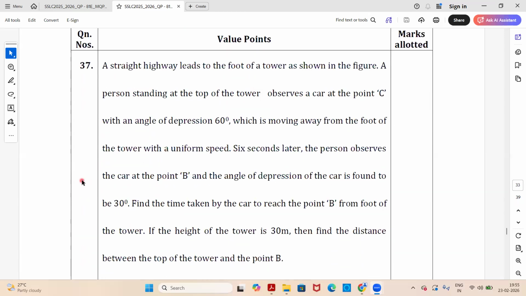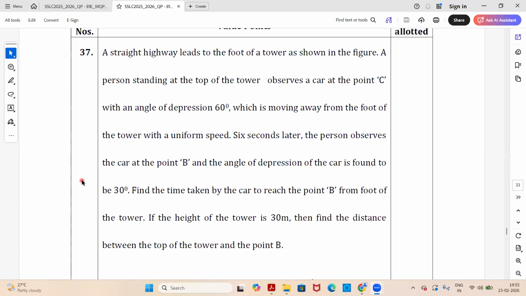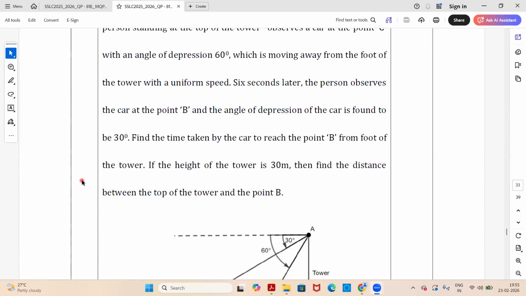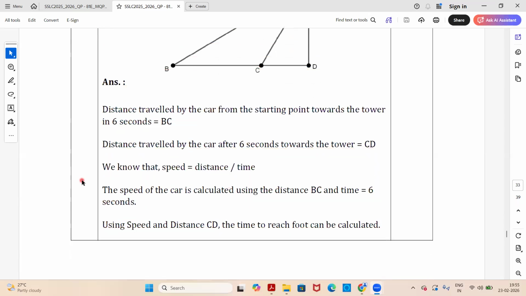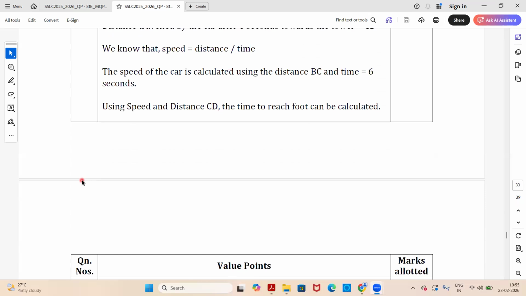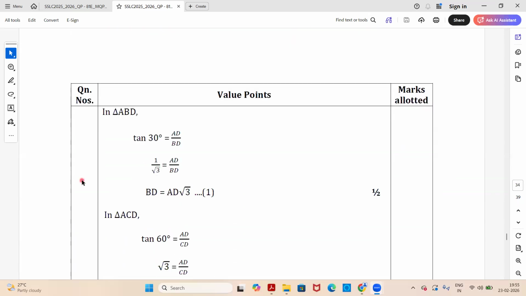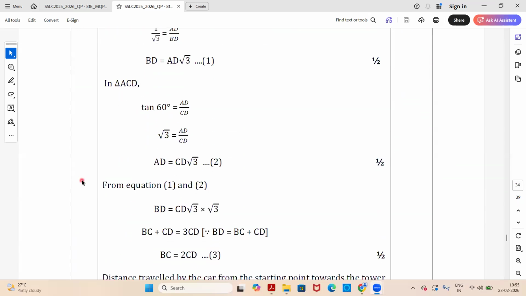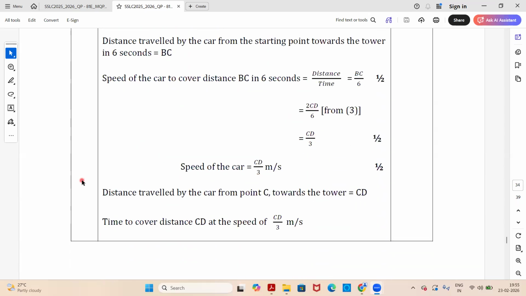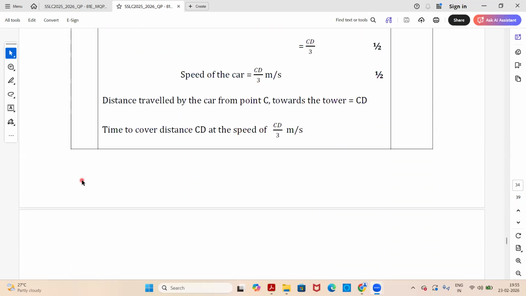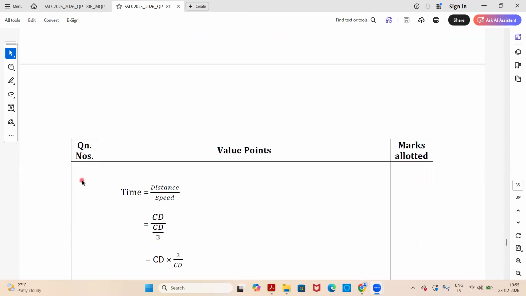Okay, then 37th question. And its answer starts from here. See how half of marks has been allotted for each of the steps.